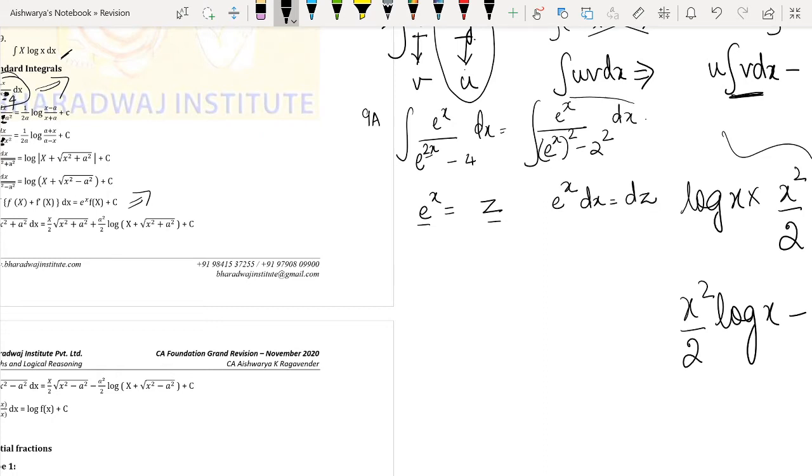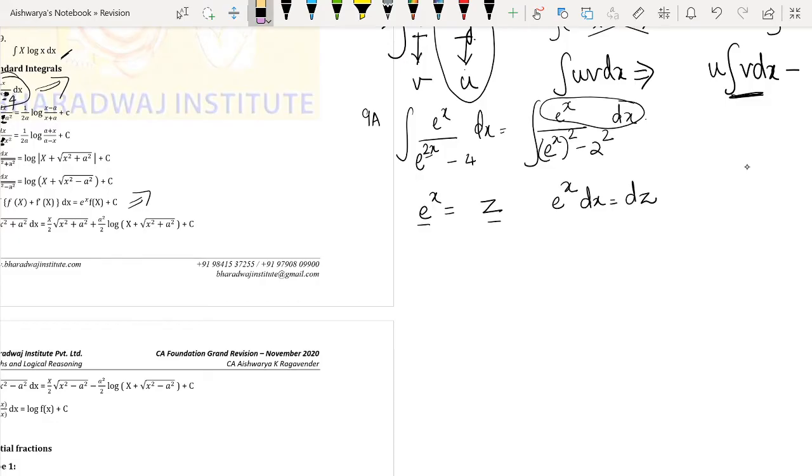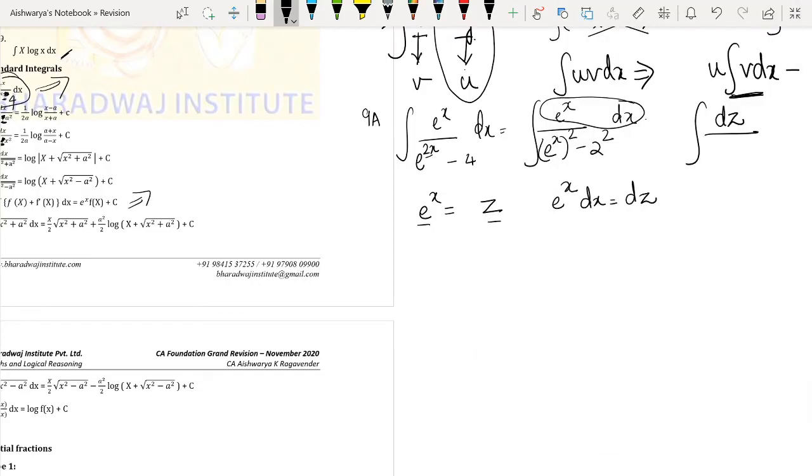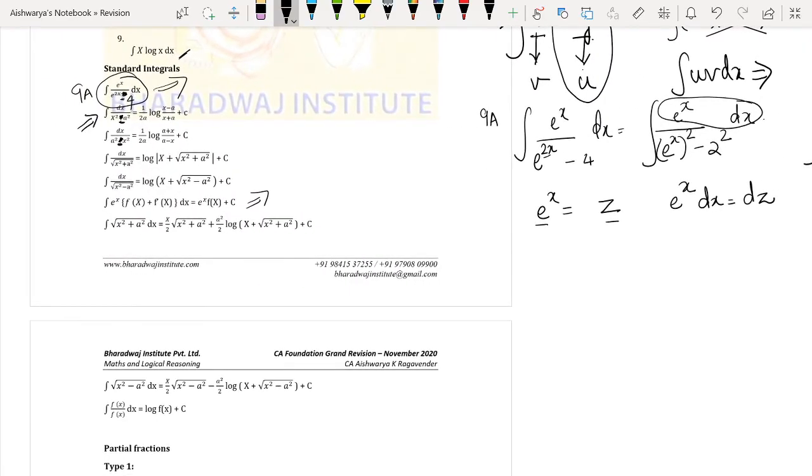So do I have this in the numerator? Yes, I do have it. So I am going to replace this whole thing with dz, and in the denominator I am going to keep it as z square minus 2 square. So z square minus 2 square is of this particular format: dx divided by x square minus a square.